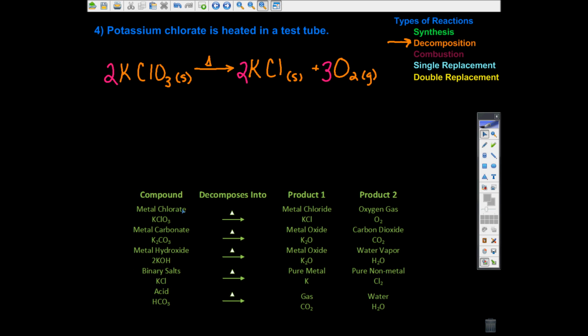When chlorates break down, it doesn't matter if it's potassium chlorate, magnesium chlorate, iron chlorate, doesn't matter. You're always going to get the metal chloride and oxygen gas. Same thing for metal carbonates. You'll get the metal oxide and carbon dioxide. Metal hydroxides break down into metal oxides and water vapor. Binary salts simply split apart into their pure elements. Acids will split apart into a gas and then water.